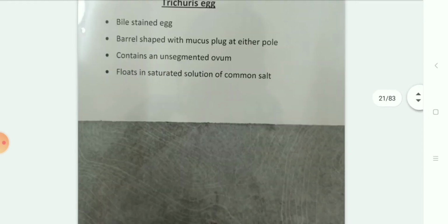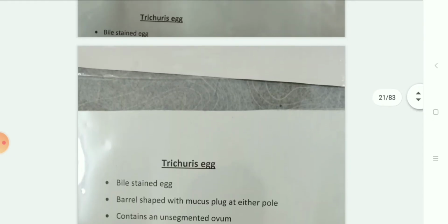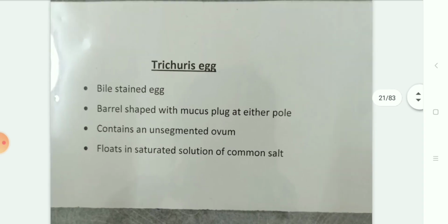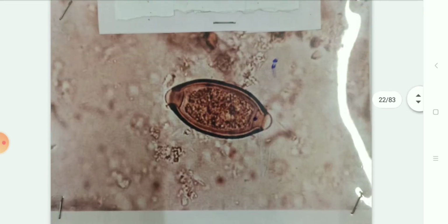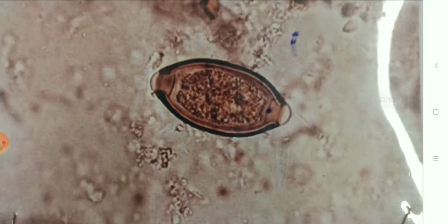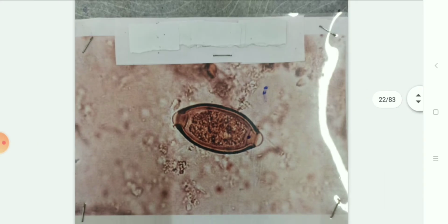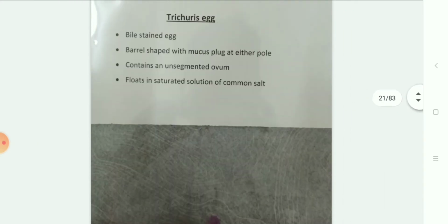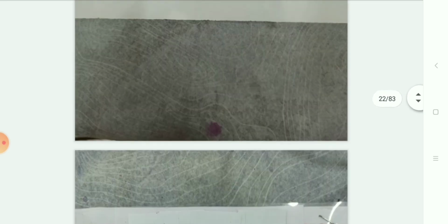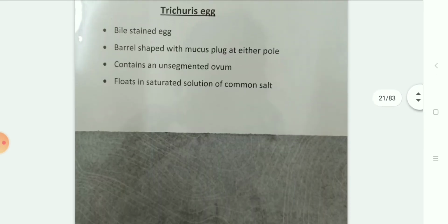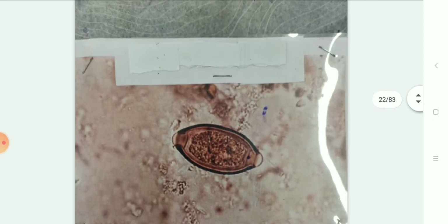So this is an egg of Trichuris. You can see it is bile stained and barrel shaped with mucus plugs at either pole. This is a clear picture. This is barrel shaped with mucus plugs at either pole. Then it contains an unsegmented ovum. It also has an unsegmented ovum. Then it floats in saturated solution of common salt. This is the egg of Trichuris.